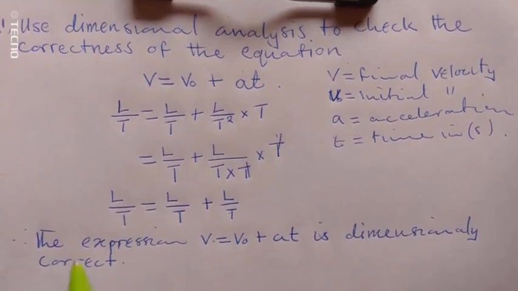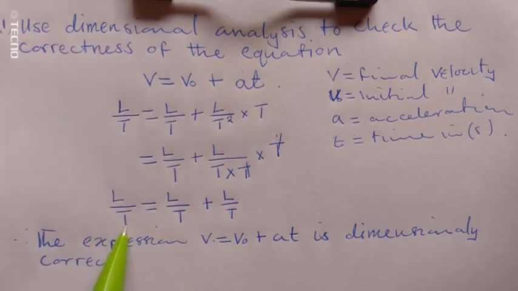So for this one, we are done. We've proven that this equation is dimensionally what? Correct. As you can see, we've got LT^-1 is equal to LT^-1 plus LT^-1. So this is what? Correct.